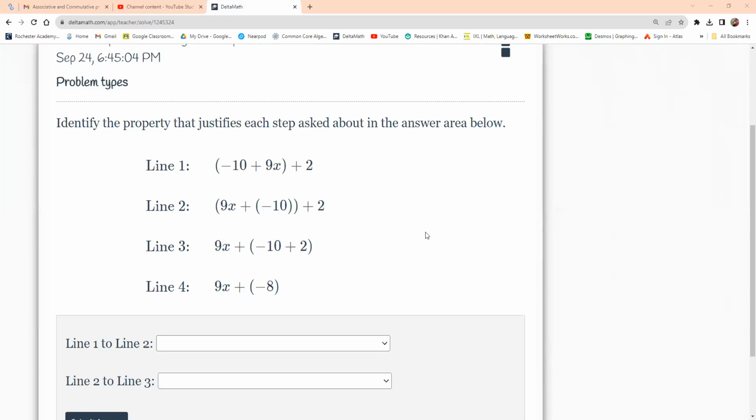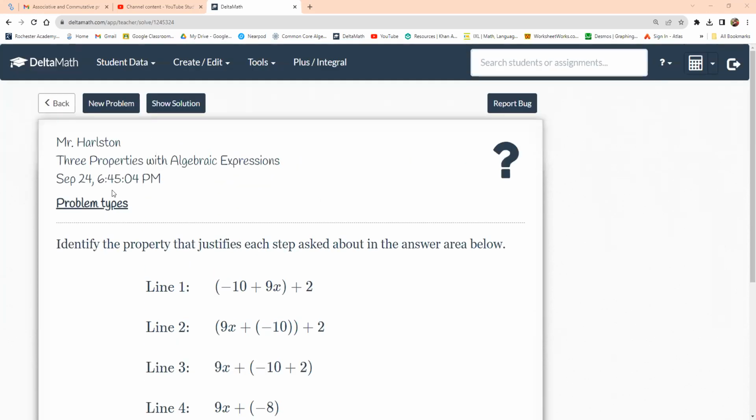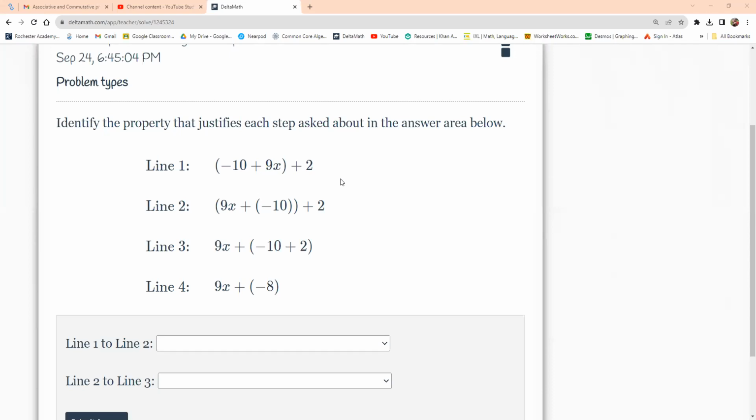Hey, I am doing the Delta Math three properties with algebraic expressions. Basically, whenever you're doing algebraic manipulations with an expression, you're using these properties, whether you realize it or not. It's better if you realize it, but even if you don't, you can still solve this, but it's nice if you know what you're doing.